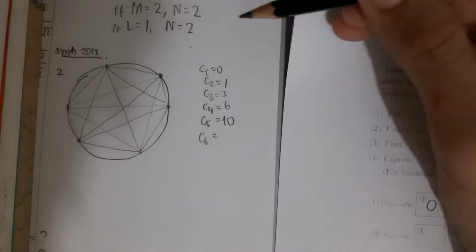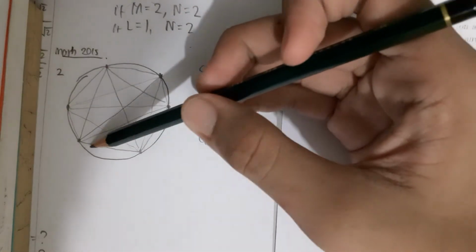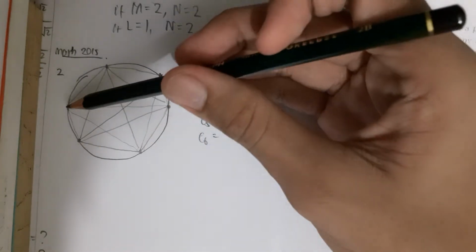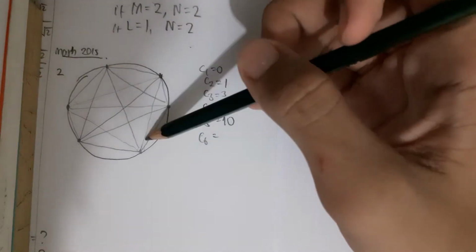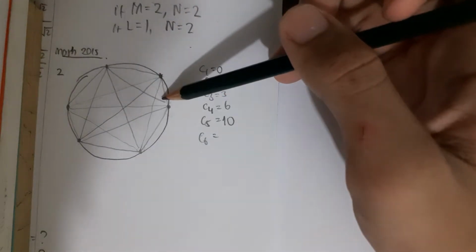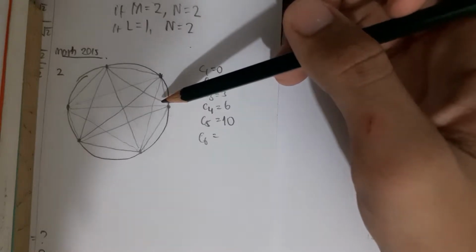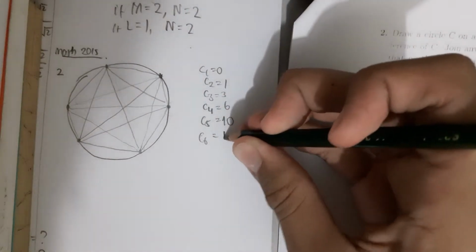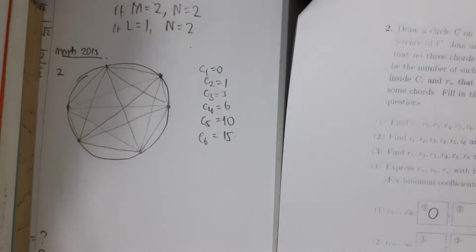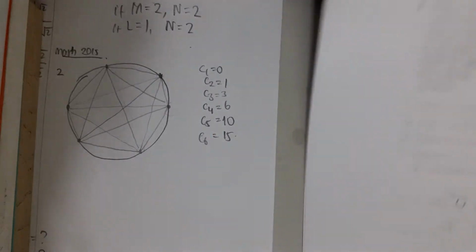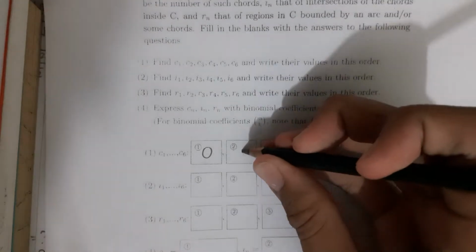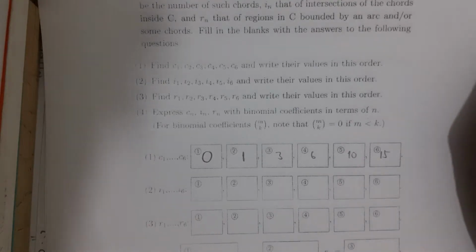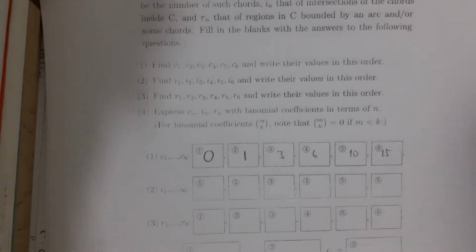Let's calculate that. There are 1, 2, 3, 4, 5, 6, and then 7, 8, 9, 10, 11, 12, 13, 14, and one more. Is there any other line that I missed? 14, 15. Yes, there are 15 chords. Now, 0, 1, 3, 6, 10, 15. We're going to paste it here: 0, 1, 3, 6, 10, 15. So that is the way to do it. Easy, right?